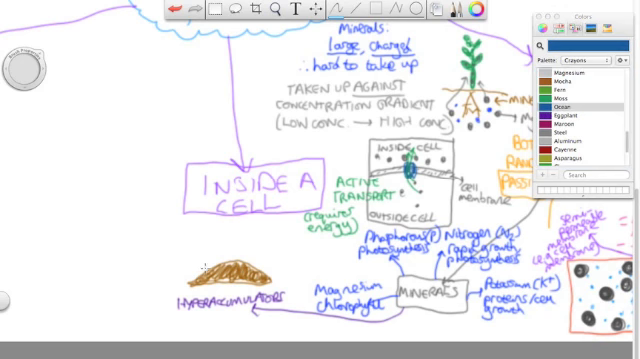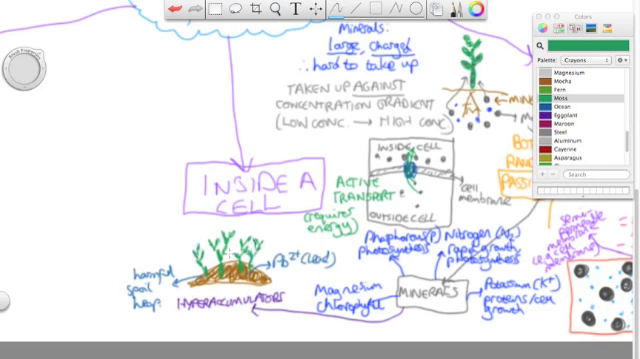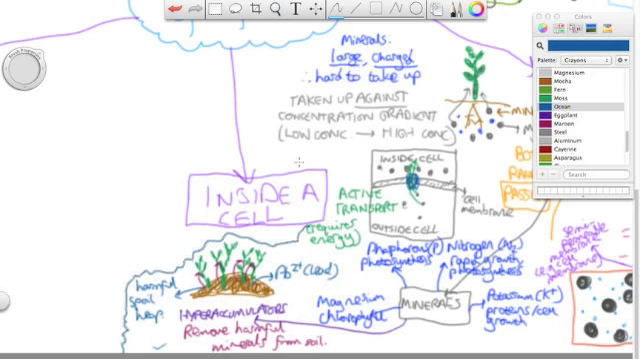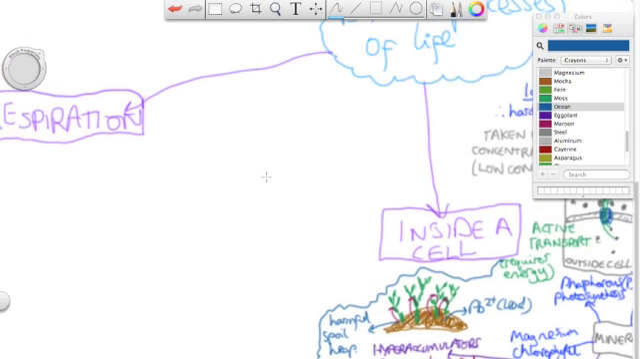Now a hyperaccumulator is a plant that takes up lots and lots of minerals from the soil, including harmful minerals such as lead, Pb. And as it does this, it locks those minerals inside its cells, and it removes harmful minerals from soil. So it effectively reclaims the soil that was previously dangerous to grow plants on. And these are what hyperaccumulators are used for.